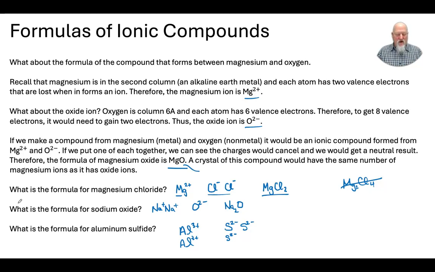I have 2 aluminum ions for every 3 sulfide ions. So I'd write it like Al2S3. Yep. Overall, that ratio of aluminum ions to sulfide ions balances the charges. So that would be the formula unit for a crystal of aluminum sulfide. For every 2 aluminum ions in the crystal, there's 3 sulfide ions.